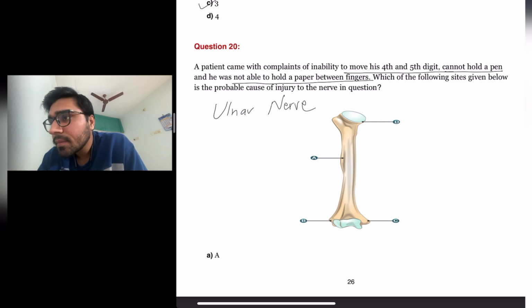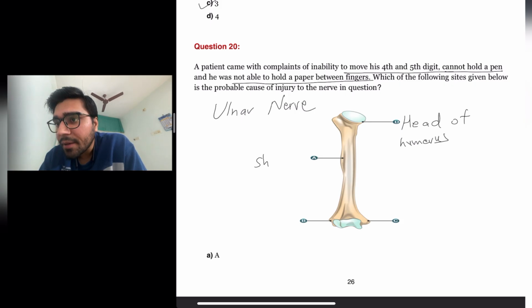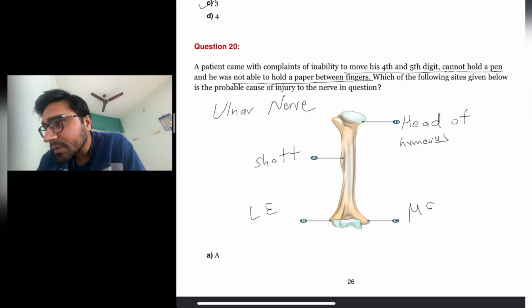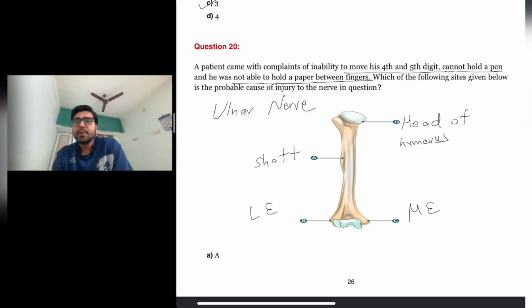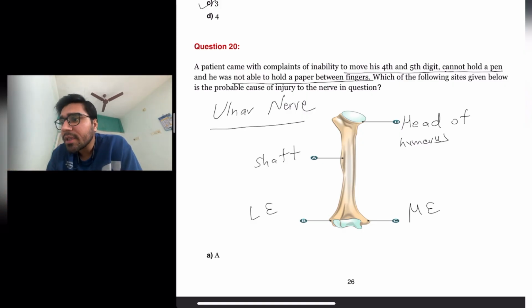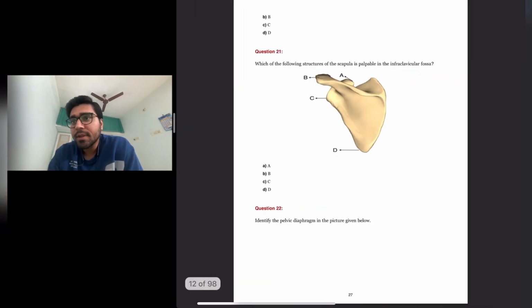So the injury is to the ulnar nerve. This one is actually the head of the humerus. This one is the shaft of the humerus. This one is the lateral epicondyle of the humerus, and this one is the medial epicondyle of the humerus. So the ulnar nerve actually passes through the medial epicondyle of the humerus. So here the answer is C.